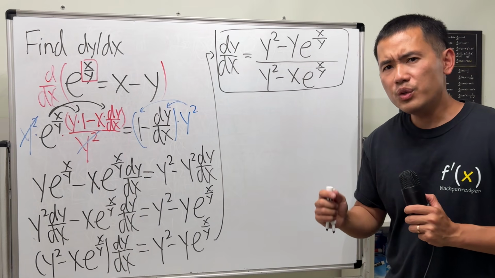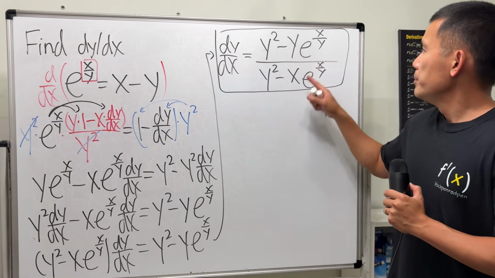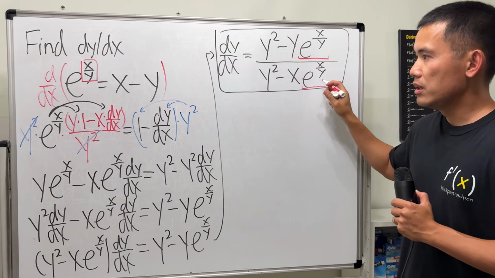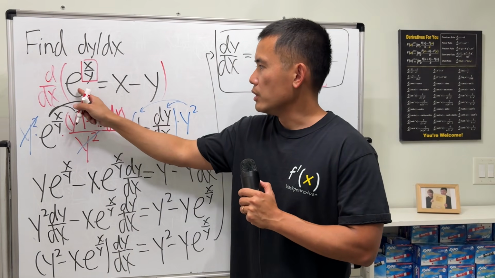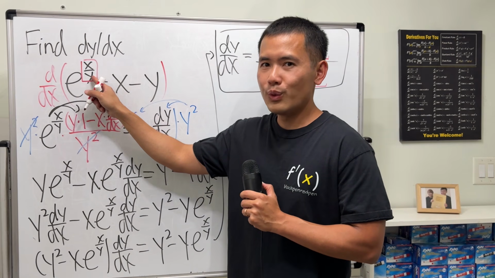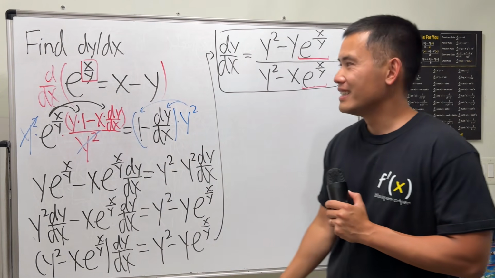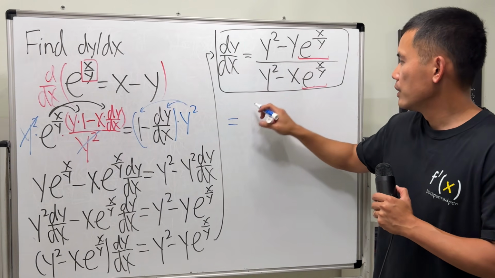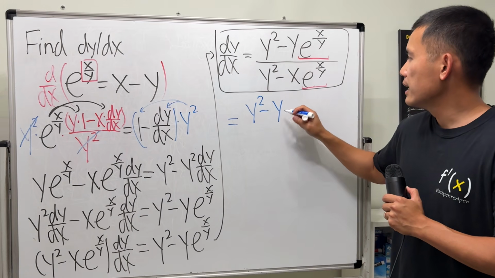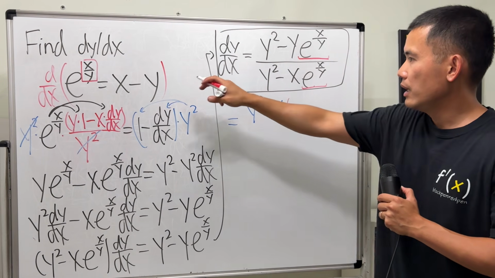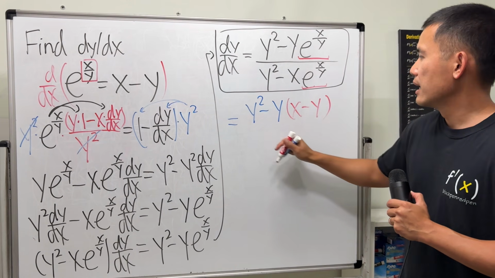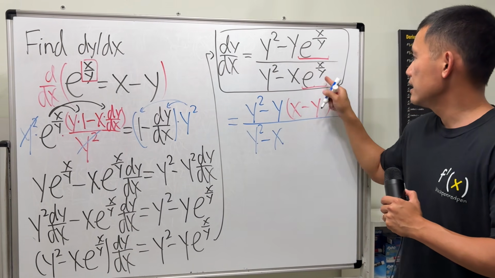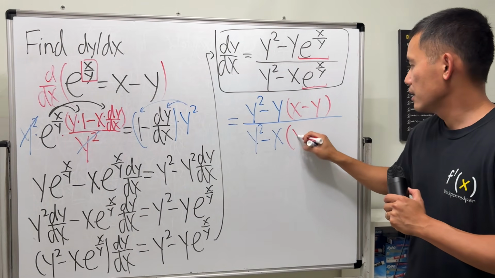In fact, we can continue this a little bit, because notice we have e to the x over y here and also here. Originally, we know e to the x over y is equal to what? x minus y. So if you continue, this right here is equal to y squared minus y. This thing is x minus y. And then over, this right here is y squared minus x, and this thing right here is, again, x minus y.